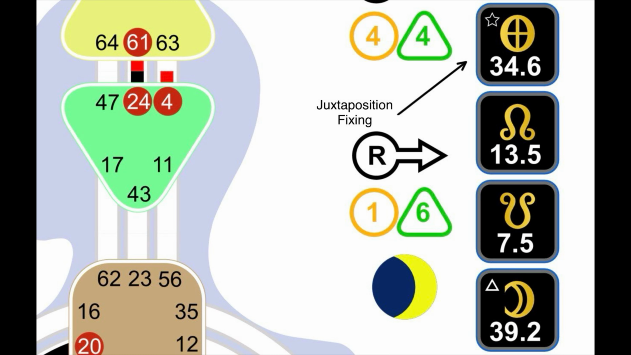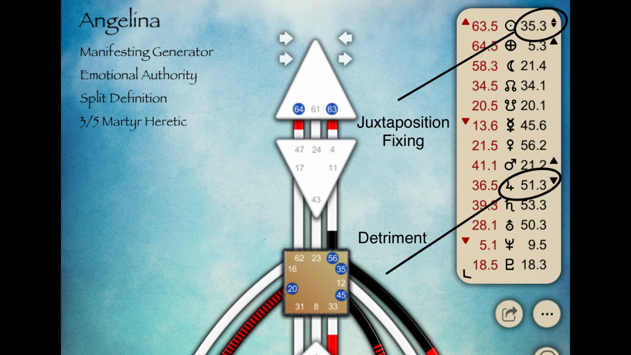And then sometimes you will have a star by a planet, or you'll have an arrow going up and an arrow going down. That's called a juxtaposition and fixing. And what that says is that both the exaltation and the detriment are fixed. So in other words, you can move back and forth between the energy very easily.